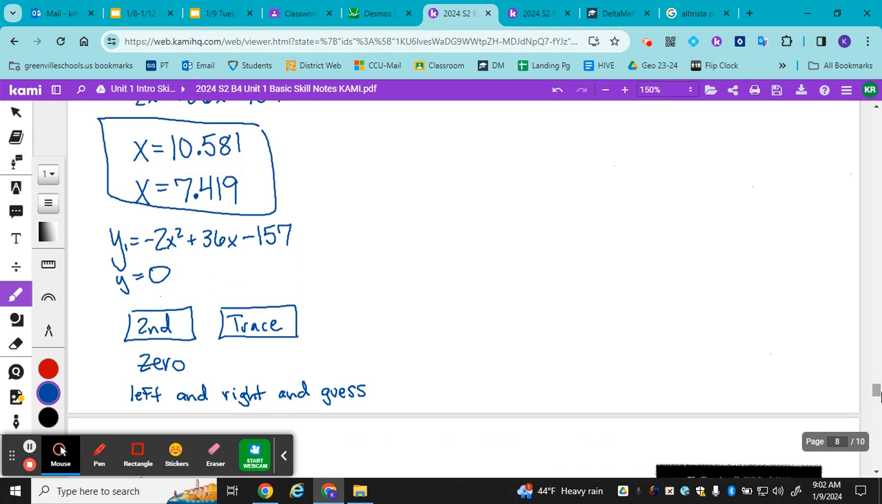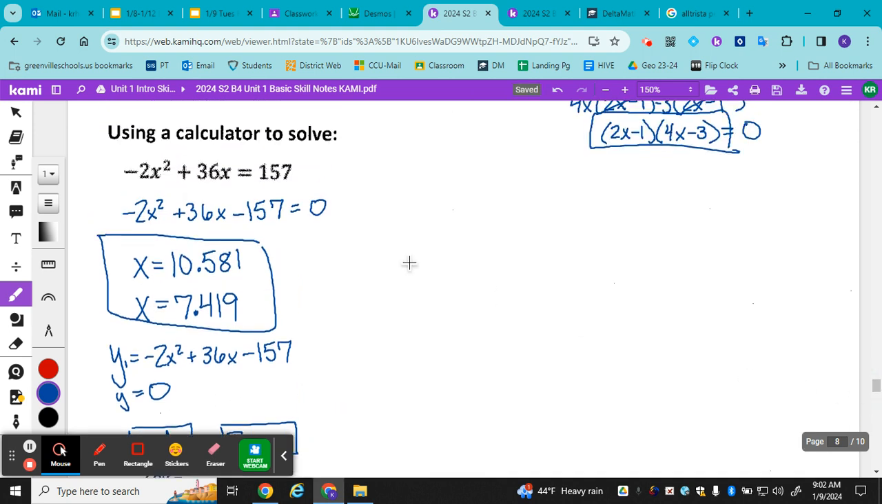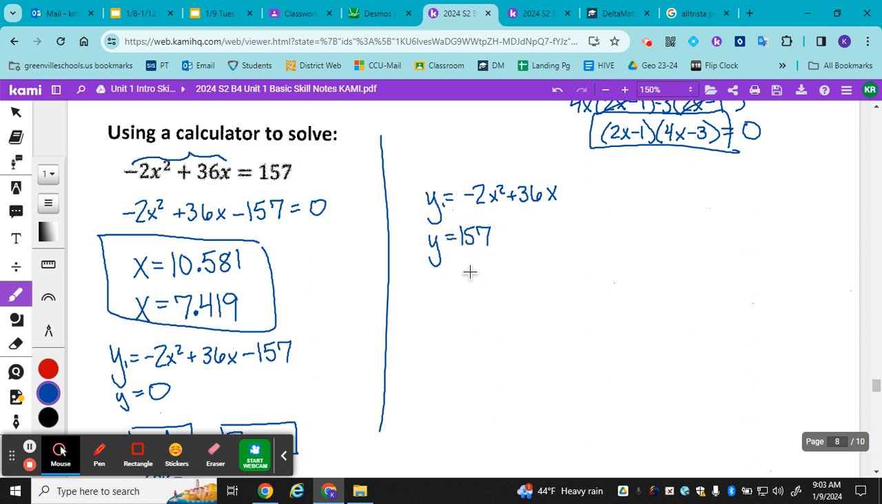Okay. Another way to do it is to leave the equation how it is. This works for any equation. So, and then we'll set the left side. This is a second option. I like the first option. This is my favorite. I would do it this way. Another option is you can set the left equation in one of your graphs, and then the 157 in the other graph, and then find the intersection.